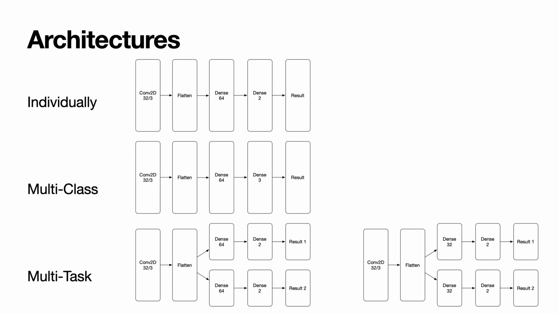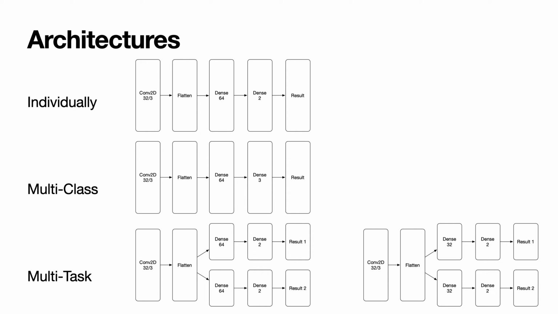The architecture diagrams are shown here for the models. Individually, there's a convolutional layer which gets flattened out into a dense 64, and that turns into a dense 2, which is for detected and not detected. In a multi-class setting, everything is the same as the individual, except for the final layer. It's a dense 3 for nothing detected, pneumonia detected, and tuberculosis detected.